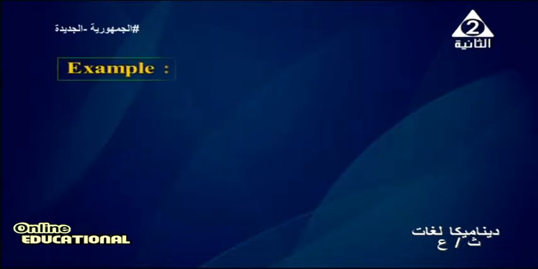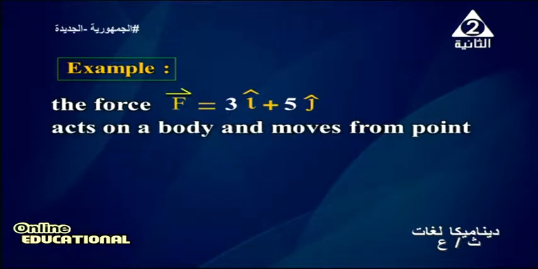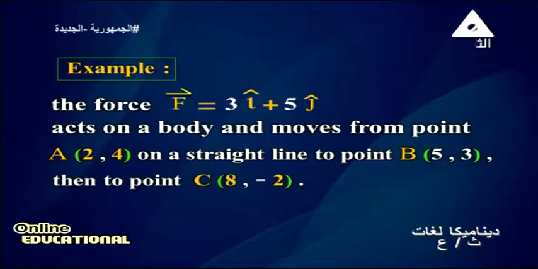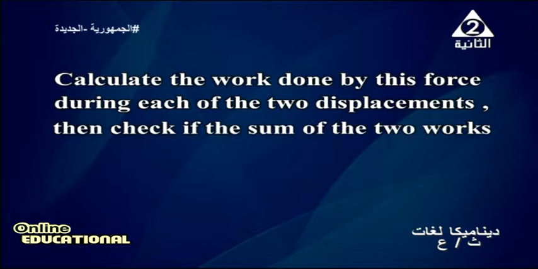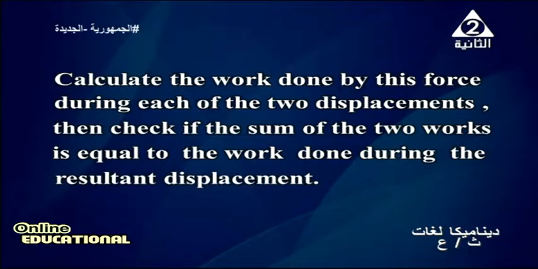Example: the force vector F equals 3i plus 5j acts on a body and moves from point A (2, 4) on a straight line to the point B, which equals (5, 3), then to point C (8, negative 2). Calculate the work done by this force during each of the two displacements. Then check if the sum of the two works is equal to the work done during the resultant displacement.